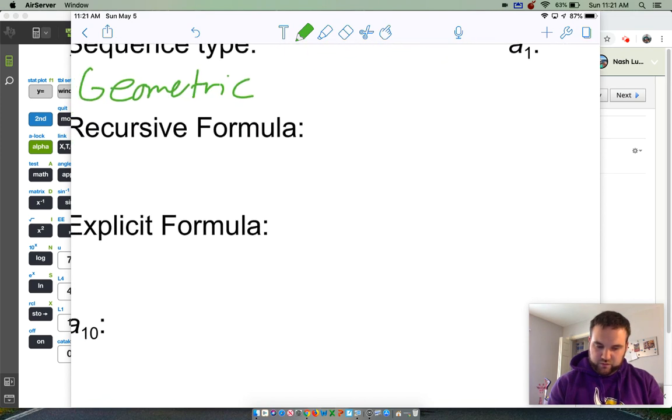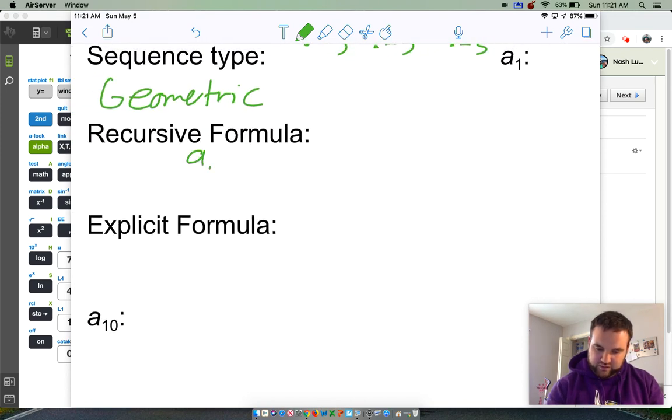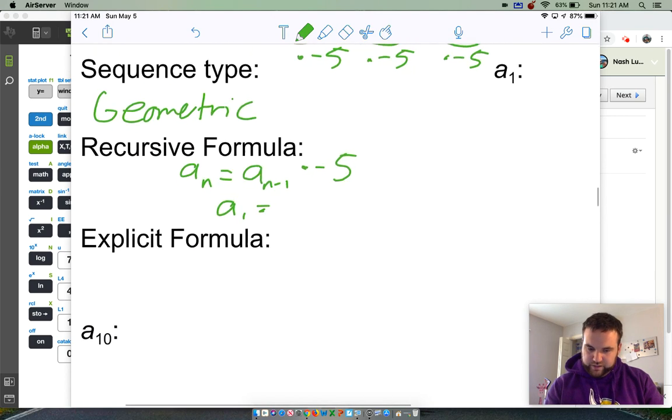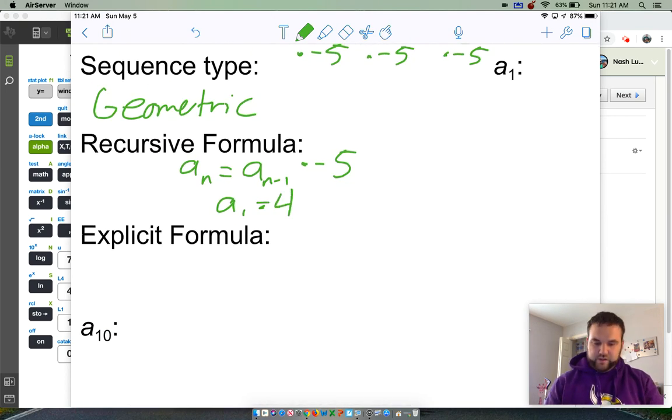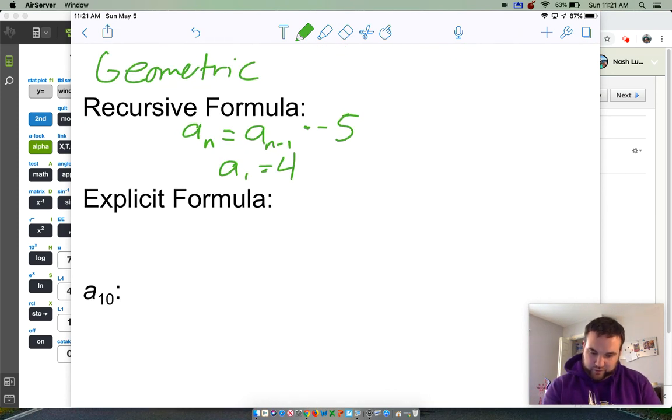which allows me to write the recursive formula, which says to get the nth term, you're going to take the previous term, multiply it by negative 5, and you're going to start at what? Positive 4. Okay, so there's our recursive formula. Our explicit formula is going to say, well, if you want to jump to any term, you're going to start at 4, and you're going to multiply by negative 5, again, n minus 1 times.